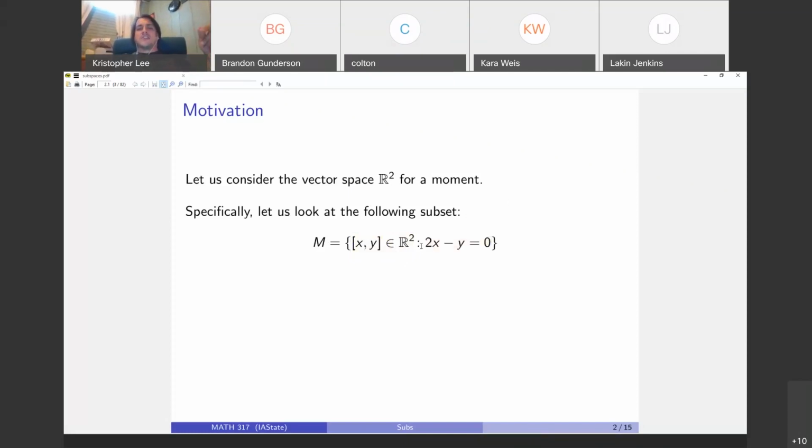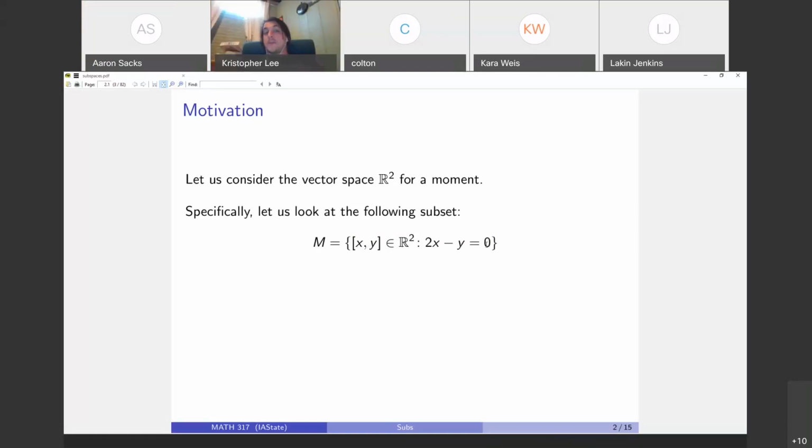Some people use a different notation. Instead of a colon, they'll use a vertical line. I'm more of a fan of using the colon, but you might see a different notation. But essentially, on the left are the elements in question, and on the right, the property that they're satisfying. So if you stare at this property, it requires twice the first coordinate minus the second coordinate equaling 0. If you solve that equation, that gives me y is equal to 2x.